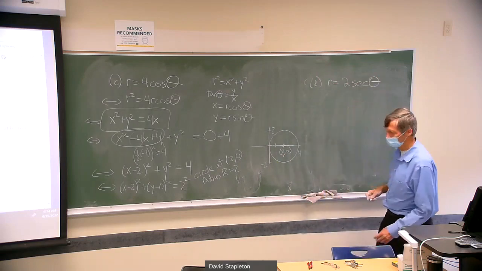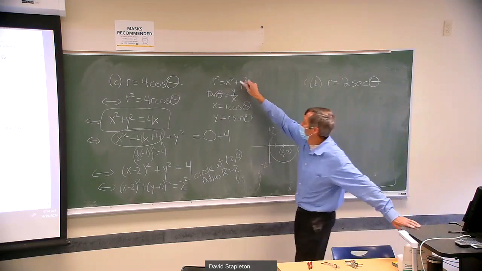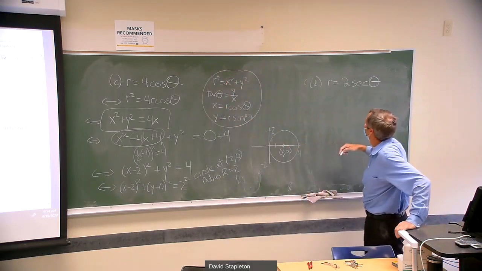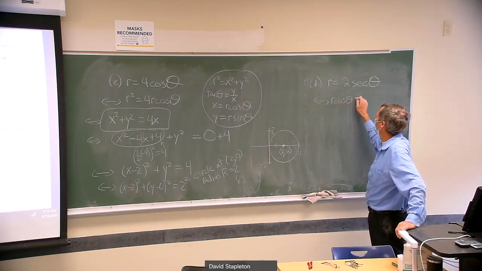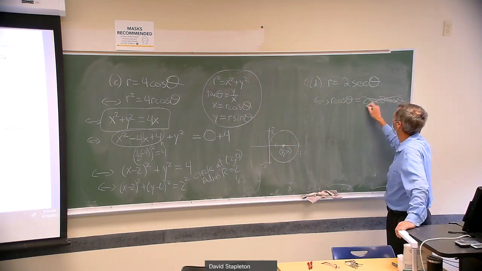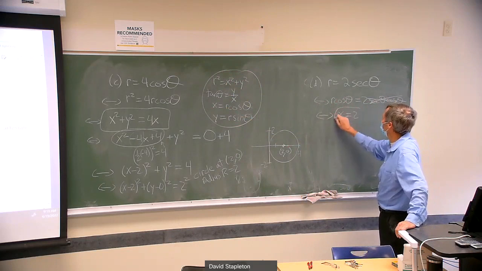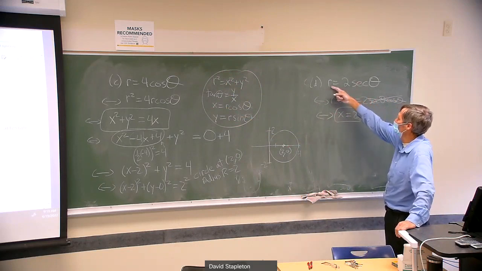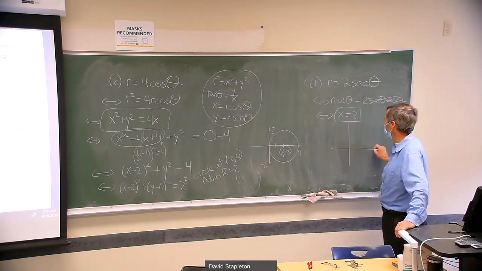What do I do with that one? Again, I want to get one of these things, right? I think, wait a minute, what if I multiply both sides by cosine? I get r cosine theta equals 2 secant theta cosine theta. But these are reciprocals, they cancel, right? r cosine theta equals 2, and r cosine theta is x. This is just the vertical line, x equals 2. So sometimes you just need to multiply through to get r cosine theta, r sine theta, y over x, or x squared plus y squared. This one is easy to sketch now. It's the vertical line, right?